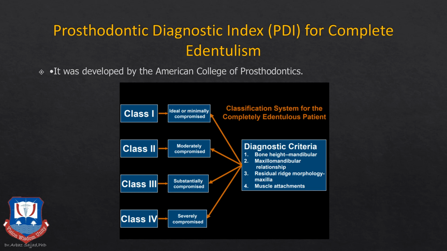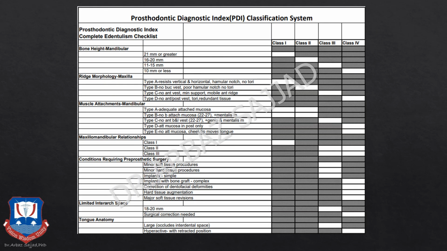So this brings us to the end of a long lecture, and I hope this was helpful and beneficial to all. And this is the prosthodontic diagnostic index or the checklist which I was mentioning. So based on these four diagnostic criteria, the complete edentulous patient is divided into four categories, as I just mentioned. So that brings us to the end of our lecture.